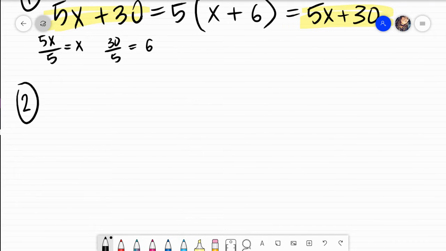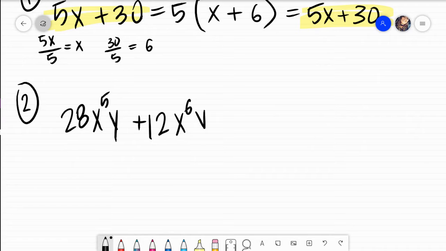Okay, so the second one is 28x to the 5th y, and then we have a positive 12x to the 6th y to the 7th, right? So this is what I meant as far as having all these different variables. But it really doesn't matter how crazy the problem looks because you're still going to do it in bits and pieces the way I've showed you, where you look at the coefficients, see what they have in common, then you look at each individual variable, see what they have in common.